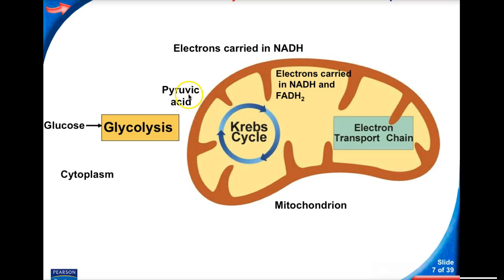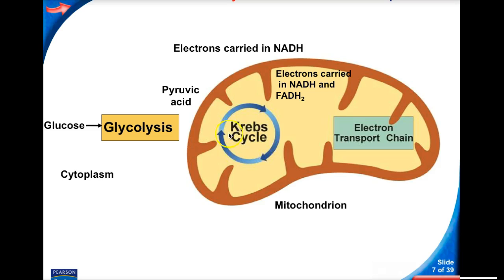And then what will happen is pyruvic acid will enter into the mitochondria if oxygen is available. And it will enter into a process called the Krebs cycle. So that's our second reaction. And in the Krebs cycle, or also known as the citric acid cycle, you are going to get out a little bit of energy, and you're going to get out more electron carrier molecules called NADH and FADH2.